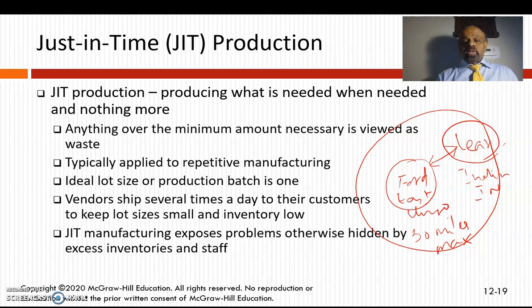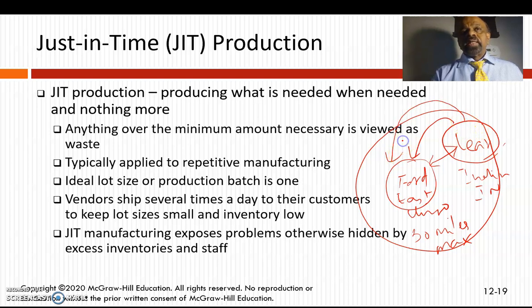And that's how the vendors can ship several times a day, because as Lear produces 10 or 15 parts, they can put it into a truck and send it to Ford, which will take about 15 minutes. And then as Lear produces the next batch, it's sent as the next batch, and so on and so forth. This is JIT, or just in time.